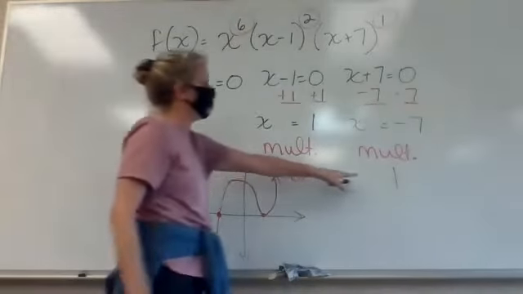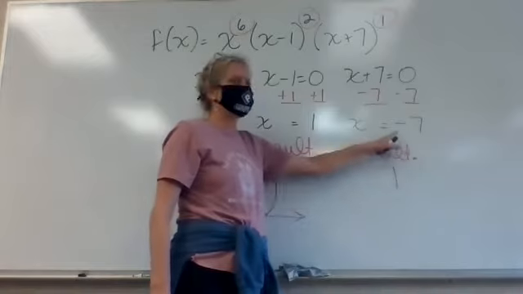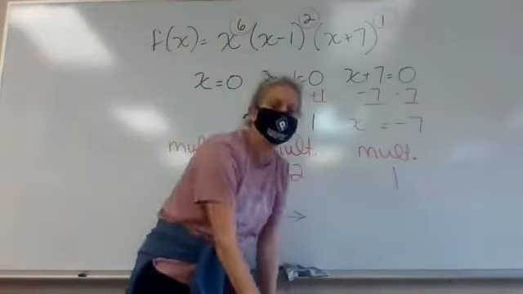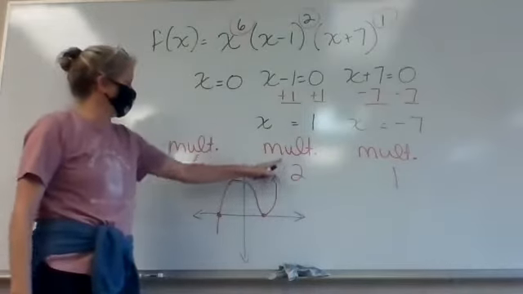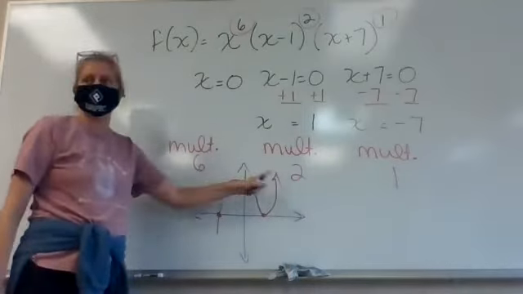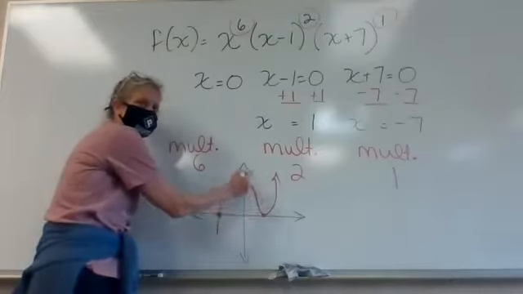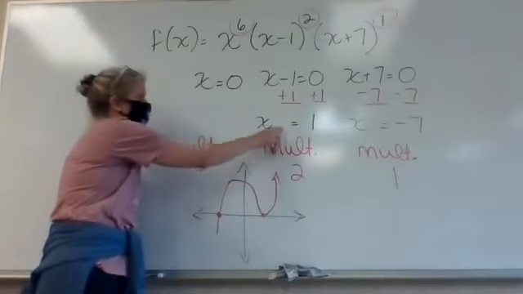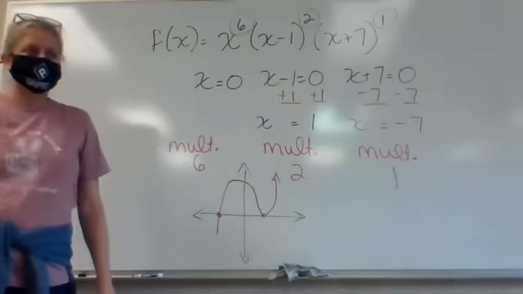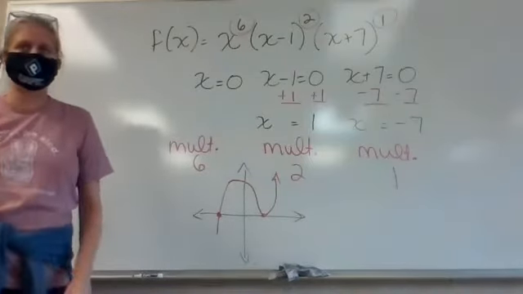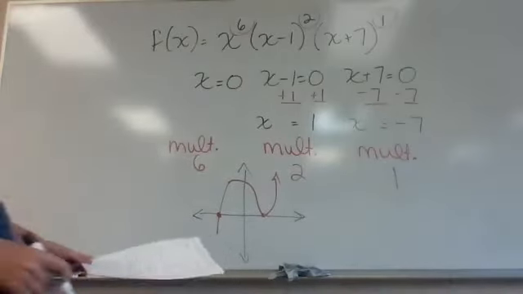If the multiplicity is an odd number, like this one was, that means at this x-intercept, it's going to cross through the x-axis. If the multiplicity is even, like it is on these two, that would mean it's this kind of x-intercept. It just touches the x-axis at this number and goes the other way, but doesn't cross all the way through it. It's still an x-intercept though, because it touches the x-axis.